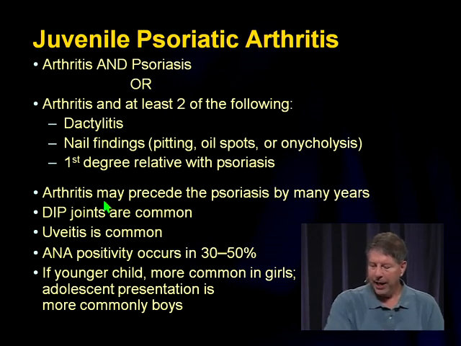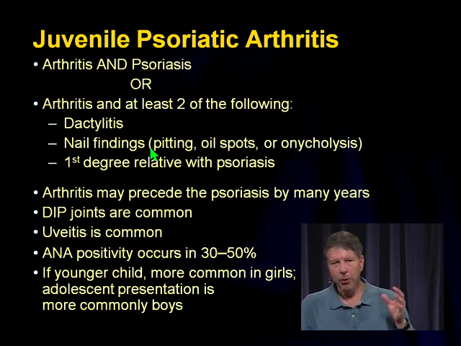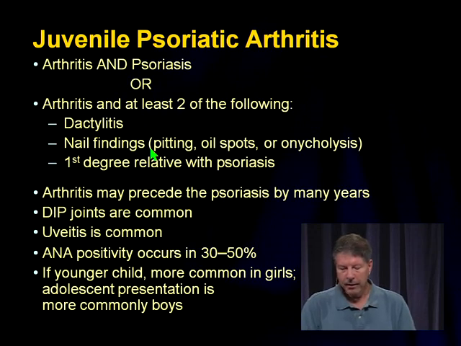Now, the arthritis can precede the psoriasis by many years. So that's the reason why we look for these other things here. Okay, family history, or you look for nail pitting, because the arthritis commonly occurs before they get the psoriasis rash. The DIP joints are the most common to be involved. Uveitis is common with this one too, so we're going to be screening them for that. And again, an ANA can be positive in this group as well. If it's a younger child, it's going to be more common in girls. For adolescents, it's more common in boys. Okay, so it kind of reverses there.